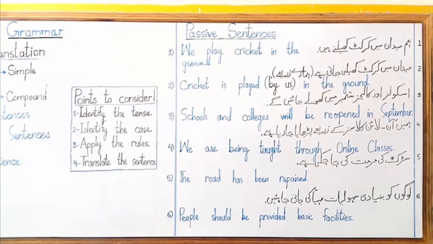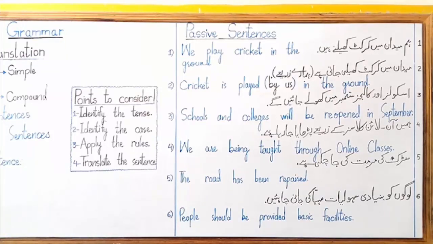So we start from sentence number 1 here on the board. हम मैदान में क्रिकेट खेलते हैं. If we identify the tense, this is present simple, and when we identify the case, this is affirmative case. Present simple in affirmative case. Then apply the rules of present simple. We use the present form of verb. We play cricket in the ground.